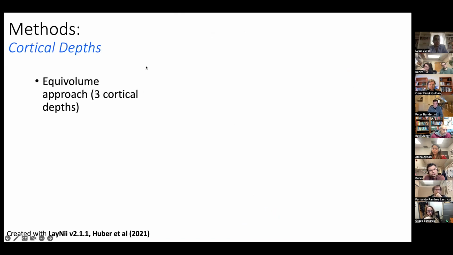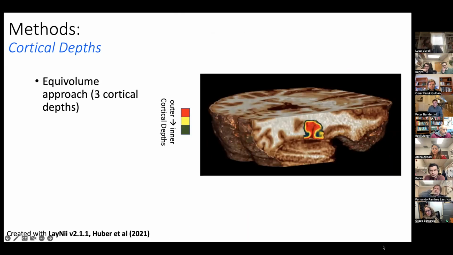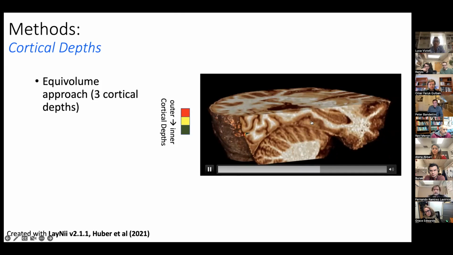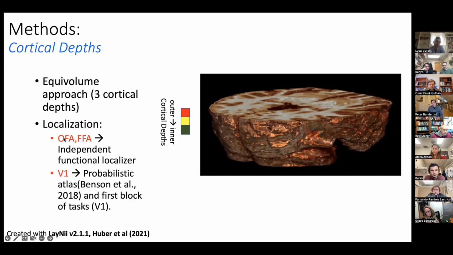So we proceeded to perform cortical depth segmentation using an equivolume approach, and we used LayNii, developed by Renzo and Faruk. Here's an example of the cortical depths in FFA here and V1. We actually also looked at OFA. We used an independent face localizer to identify face preferential areas. This is the standard localizer by Kanwisher and Spector.